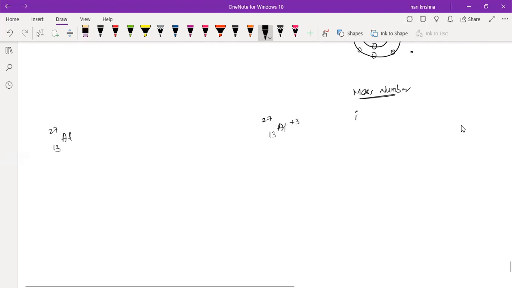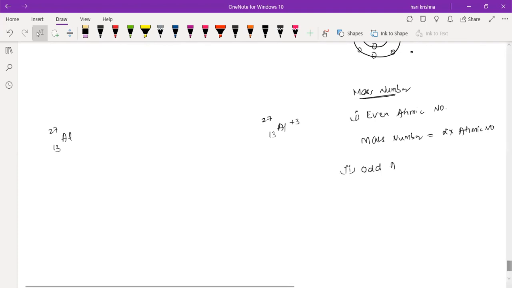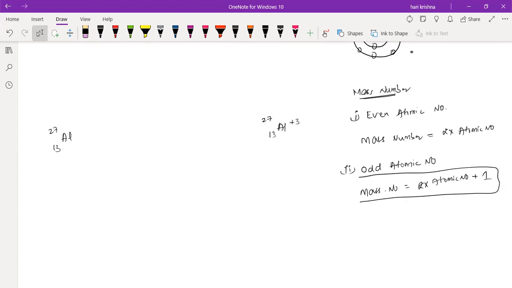In the case of an even atomic number, mass number is equal to 2 times the atomic number. But in the case of an odd atomic number, it will be plus 1, right, sir? Yes, for an odd atomic number, mass number is equal to 2 times the atomic number plus 1.